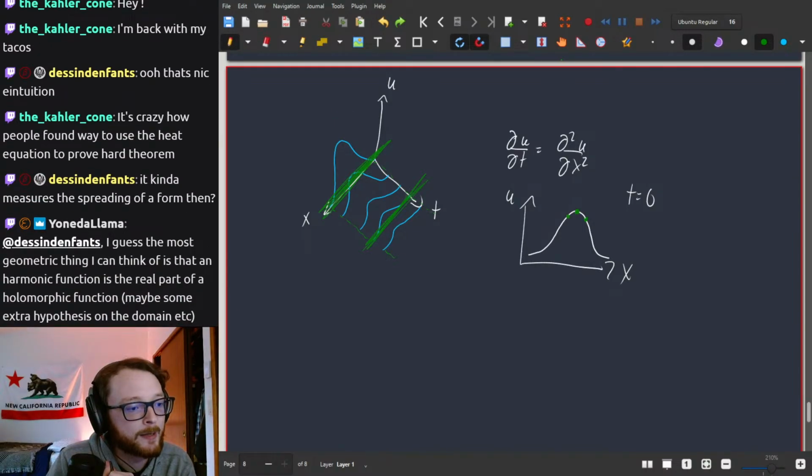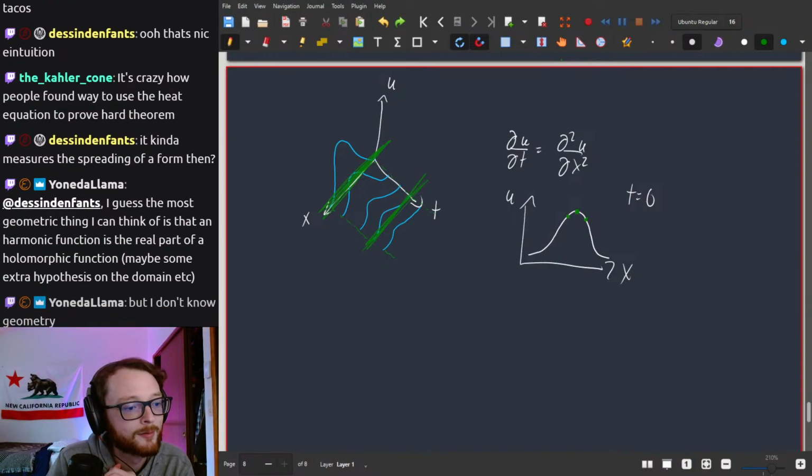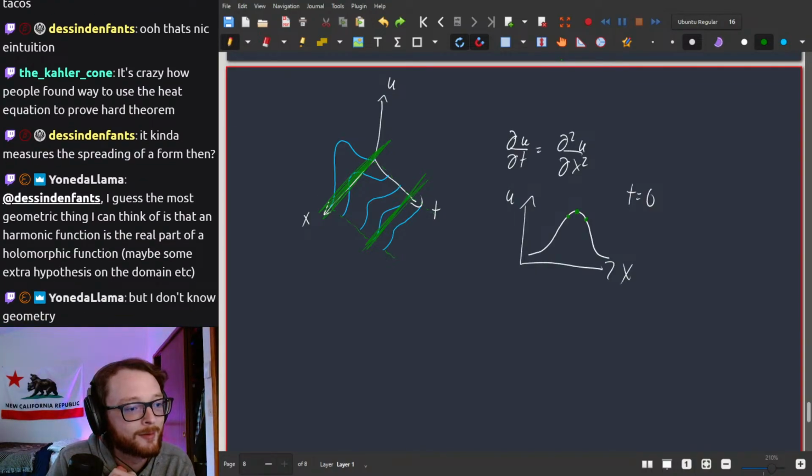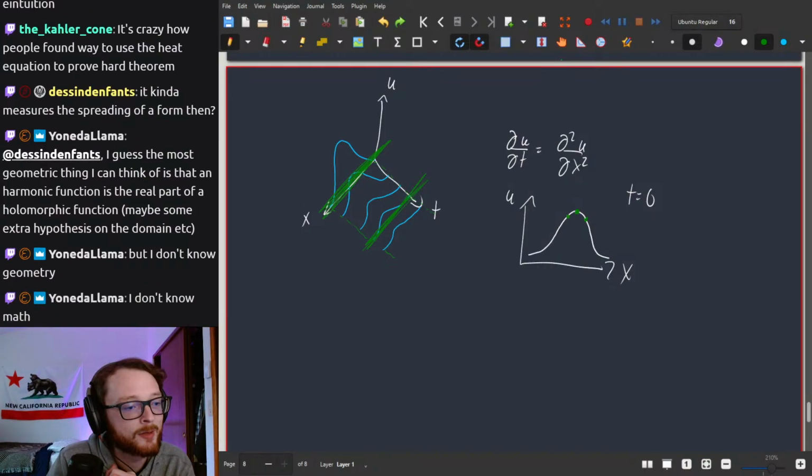It's crazy how people found ways to use the heat equation to prove hard theorems. Did they? It kind of measures the spreading of a form then? That's how I think, but yeah, spreading out whatever thing it is that you're measuring.